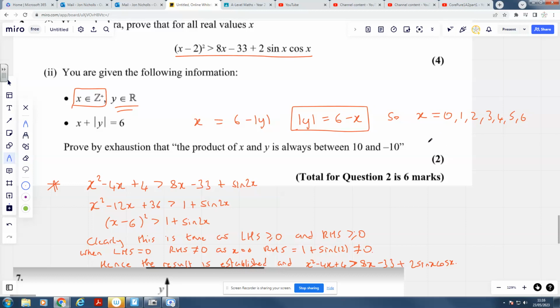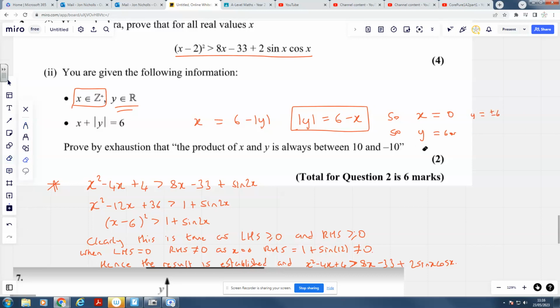Oh, by the way, when x is a positive integer, we can now work out the y values. Remember, x plus the mod of y equals 6. Now, if x is 0, y could be 6 or minus 6. And I have to work out all the pairs for these ones. Let me write it down like this. x equals 0, in which case y equals plus or minus 6.